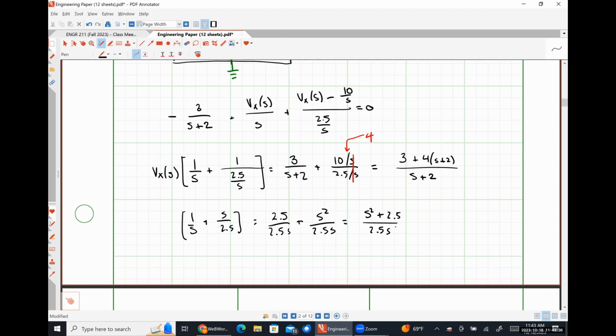Did I do my algebra correct? So pointing out that 1 over this thing is just going to be the reciprocal. Then I multiply by 2.5 over 2.5 over here, and then S over here to give me a common denominator for both of those, and then added things together. Now, because I am about to divide this side by this thing, that will be the same as multiplying this by the reciprocal.